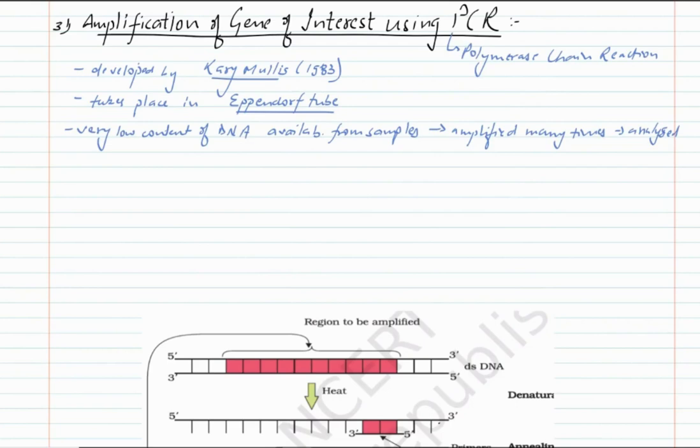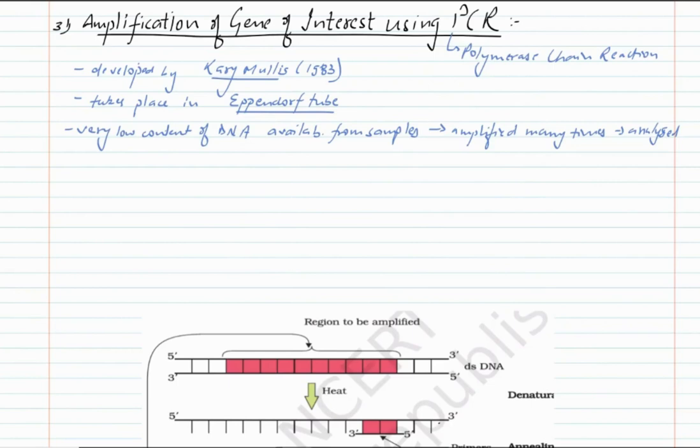So for example, from a crime scene, we obtain a small hair cell. From a small hair, we will be extracting a very little amount of DNA, but we will need to perform numerous tests on this DNA. To perform these tests, we will need more quantity. So what we will do is we will perform the PCR on that DNA and we will be obtaining a very high content of DNA from a small sample.